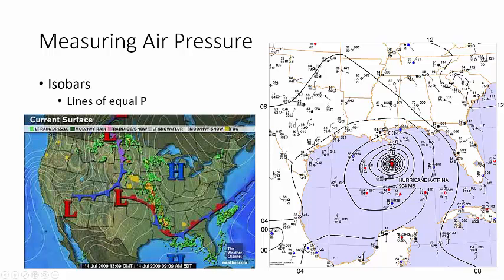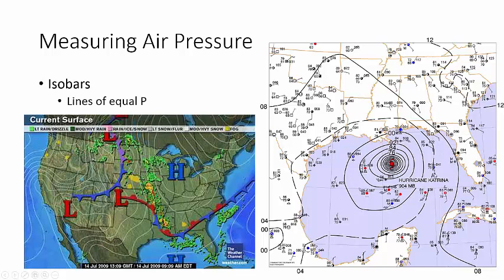Big thing with isobars, they cannot cross each other. They can get really close together, but they cannot cross. If you need to draw a circle in order for it not to cross, then you draw a circle for it not to cross. Okay? They cannot cross each other.